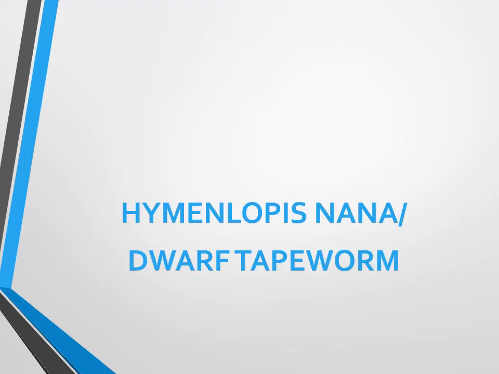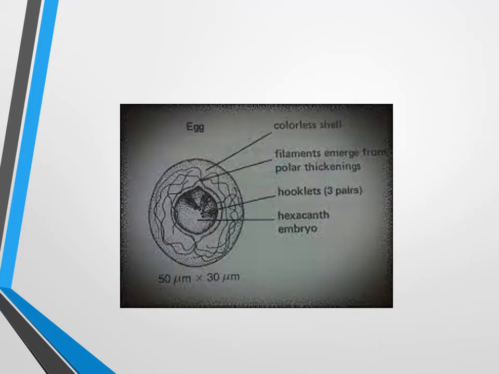Now comes another non-bile stained egg, that of Echinococcus, also known as the dwarf tapeworm. You can see in this picture that the egg is somewhat oval in shape and has a hexacanth embryo. Then there are hooklets, which is very important. You can see three pairs of hooklets within this embryo, and the polar filaments, that is the filaments emerging from the polar thickening.